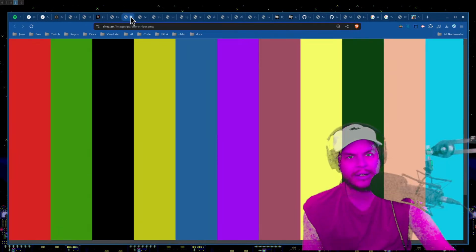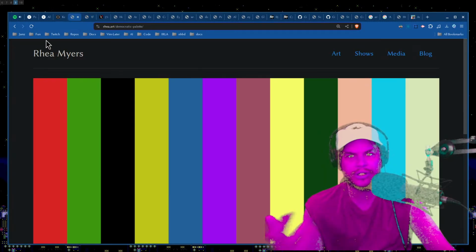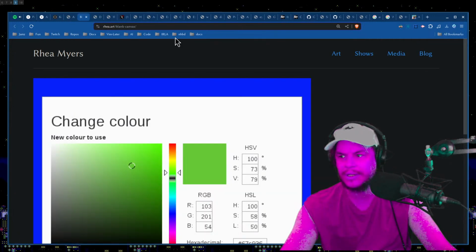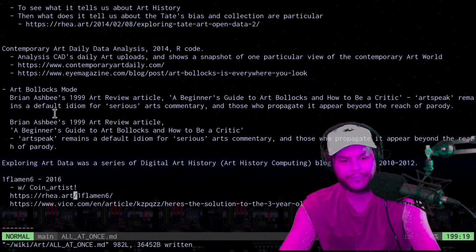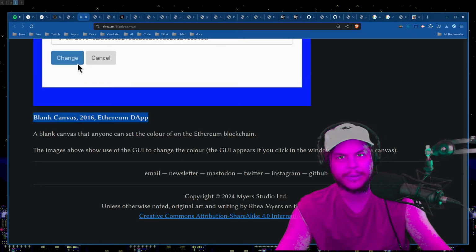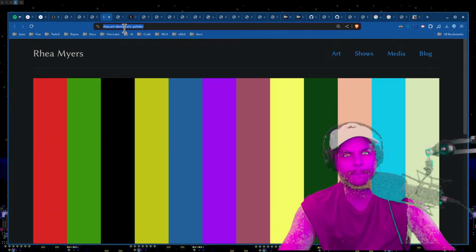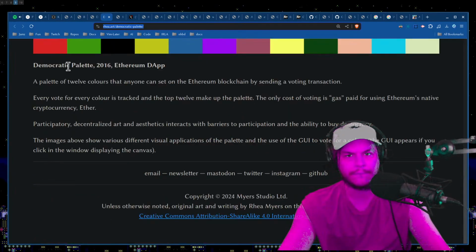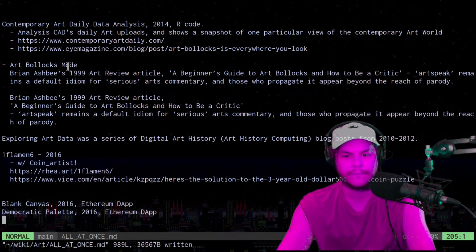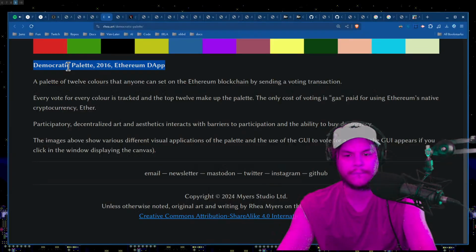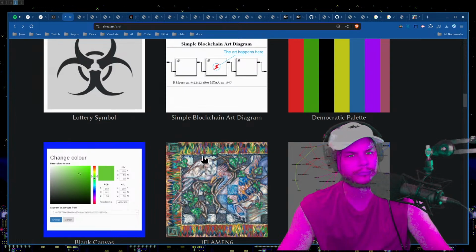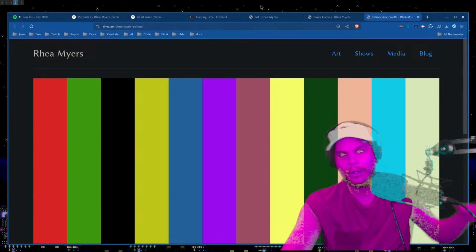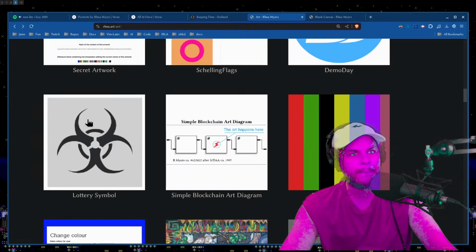But see, I can't get this here. I need the actual DApp site, which I don't know is still up at this moment. But let's put both of these inside of here. So Blank Canvas and Democratic Palette both exist within these dApps interacting with ETH, you know what I mean? ETH dApps. Okay. Then we've got, I gotta do bankruptcy. There we go. Bit of bankruptcy.